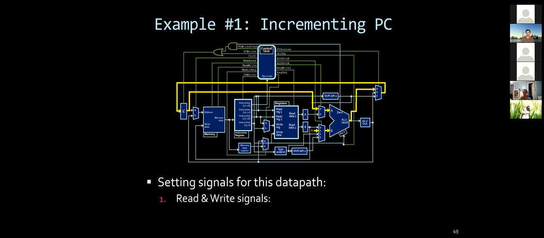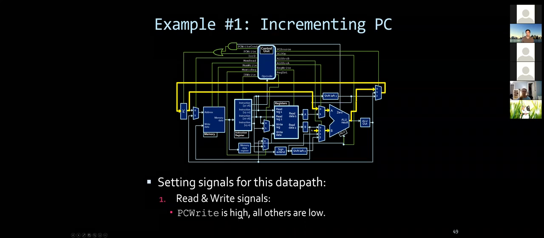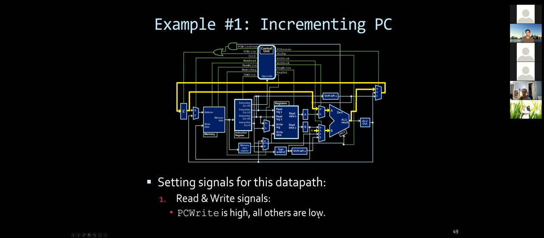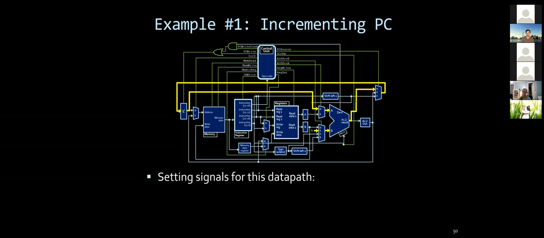So I need to set up the signals for reads and writes, right? So we follow the algorithm that I wrote you before. So we know that I want to write the PC at the end. So I want to say PC write as high, so equals 1, and all others low, because I override the PC at the end. That's read and write signals.